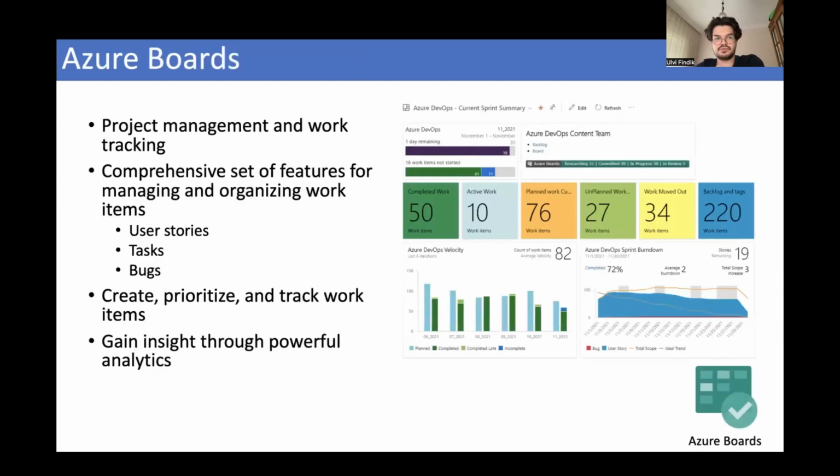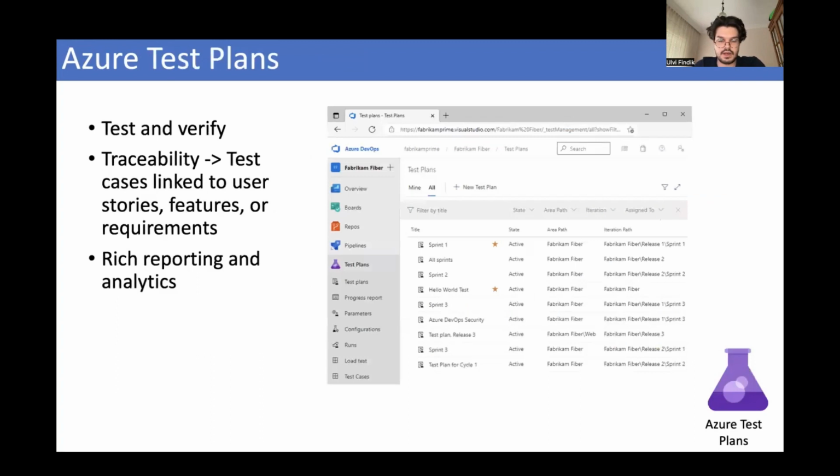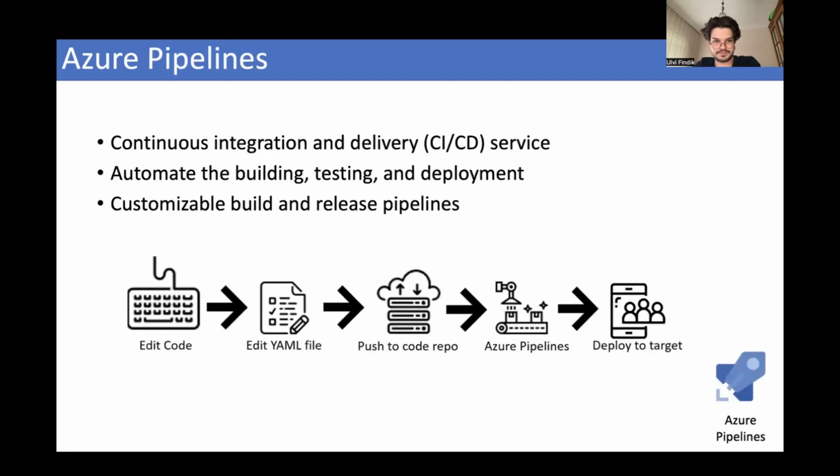First of all, what is Azure Boards? It's a project management and work tracking tool. It offers its users a comprehensive set of features for managing and organizing work items. You can create, prioritize, and track work items and gain insight on your development through powerful analytics. And what is Azure Test Plans? It is used to test and verify your product. It offers traceability, so test cases are linked to user stories, features, or requirements. It also offers Azure Boards' rich reporting and analytics.